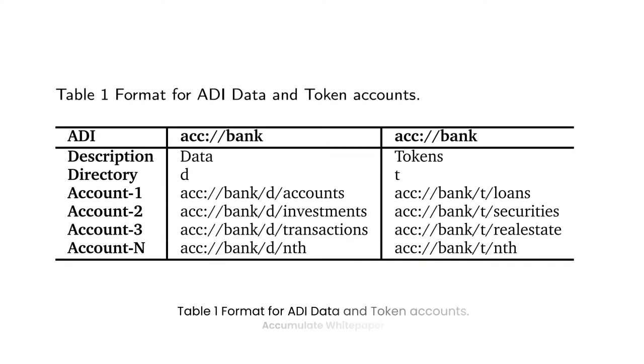Within your ADI, you can have ADI token accounts, ADI data accounts, and also other types of accounts you can read more about in the white paper. For example, an ADI bank can have token accounts for things like loans, securities, or real estate, and you can even add directories like D or T to indicate account type and to help you organize your accounts. You can also have any number of sub-ADIs underneath your ADI. This means you can have a sub-ADI of a sub-ADI of a sub-ADI, and so on.